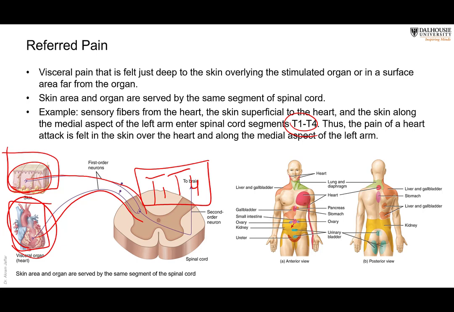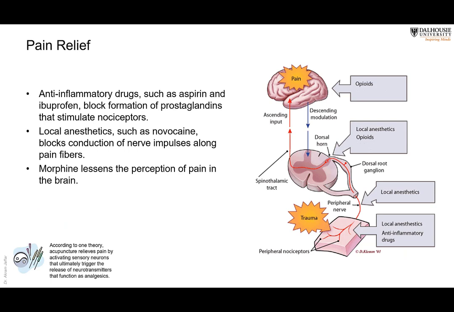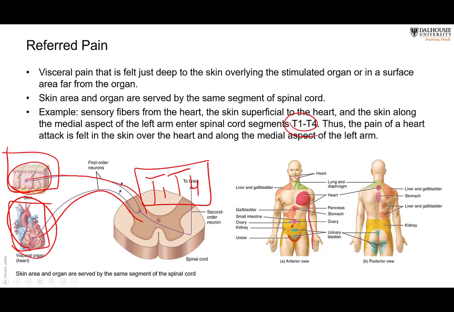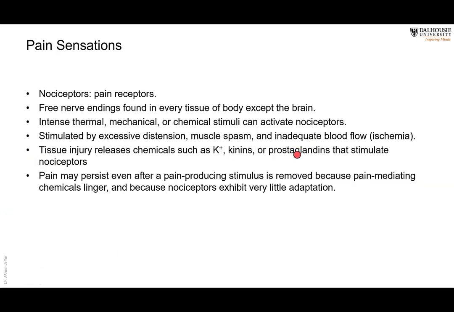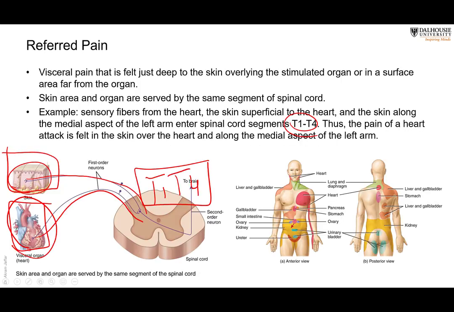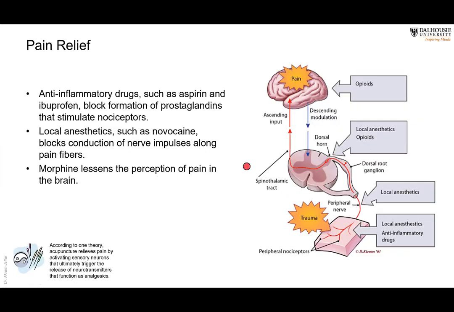Actually, it is not arising from the skin, but it is perceived by the brain as if arising from the skin. There are many other examples of such visceral referred pain in the body. This is the best example of visceral referred pain. To relieve the pain, either we use anti-inflammatory drugs like aspirin and ibuprofen, which is better known as Advil. So these will reduce the chemicals, especially the prostaglandins, block the formation of prostaglandins. And as I mentioned, prostaglandins are released in case of tissue injury and they stimulate the nociceptors. So by this way, they act peripherally.